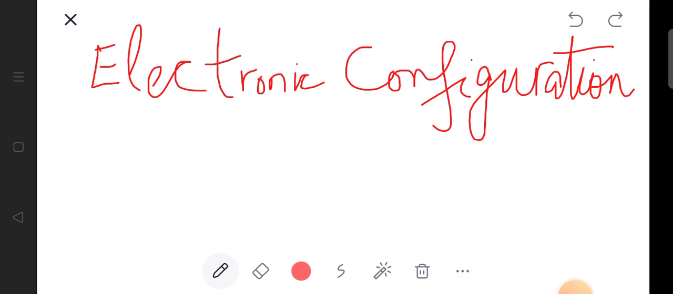In this channel, you will be able to learn about the basic concepts of chemistry, and we will start our learning with a very simple concept, which is the electronic configuration. Electronic configuration is the arrangement of electrons in shells and subshells. And what are these shells and subshells?